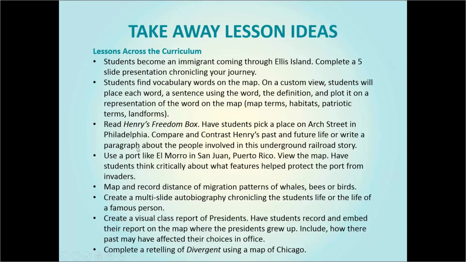Another great one would be to choose a port or fort like El Morro in San Juan, Puerto Rico. Have the students think critically: what features help protect that area from invaders for so many years? Map, record distance, so science and math, of migration patterns of whales, bees, birds. I thought another great thing to do would be along that route, put the time periods that they are in that area.